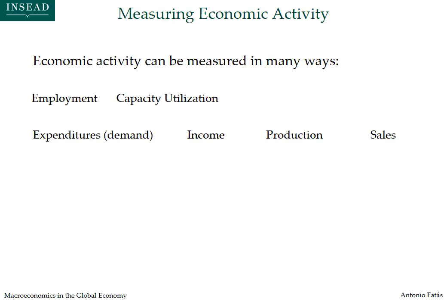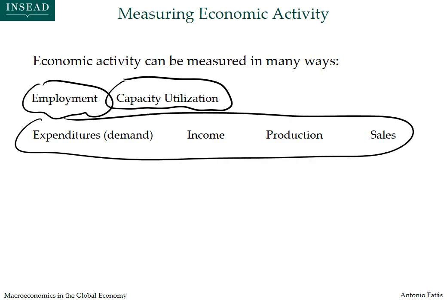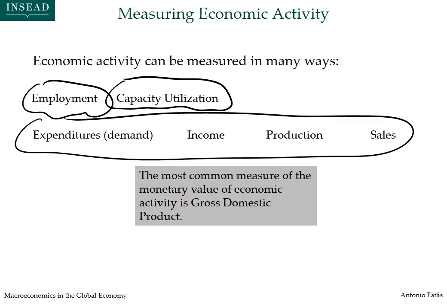Now, GDP is one of the many measures of economic activities that we could calculate. We could focus on variables like employment or capacity utilization. But typically what we do is we focus on variables that capture the economic value of what is created in a country in a given period of time. And those are values that look like expenditures, income, production, or sales. Well, it happens to be that GDP is the most common measure of the monetary value of economic activity, and it's going to capture all the economic activity that happens within the borders of an economy.